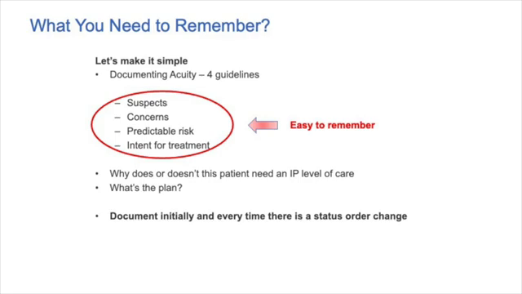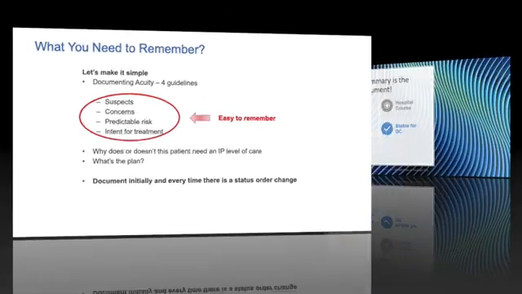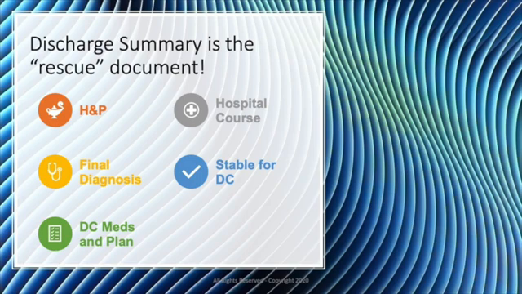What's the plan of treatment? We should try to document this initially and every time there is a status order change. Keep in mind that the discharge summary is many times considered the rescue document. It is especially helpful with CDI, clinical documentation improvement, or clinical documentation integrity. But the discharge summary should include a brief summary of the history and physical, the hospital course, final diagnosis or diagnoses, discharge meds and plan, and lastly a statement that says stable for discharge. This is very important when it comes to readmissions or potentially for medical legal interactions.